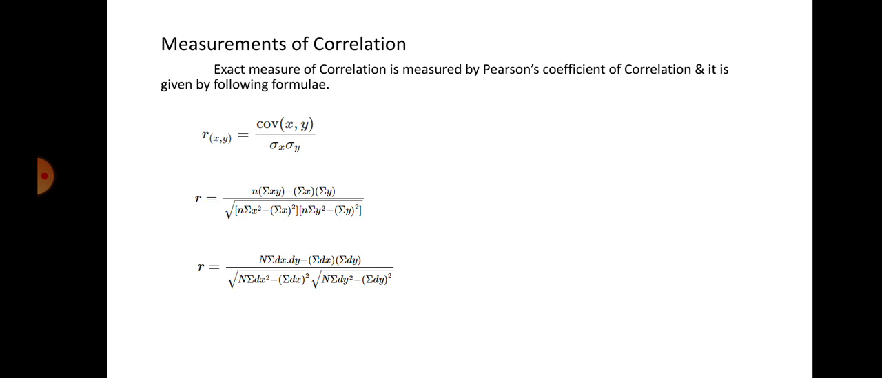In such cases, we use r equals n sigma xy minus sigma x into sigma y, divided by the square root of n sigma x square minus sigma x whole square, into n sigma y square minus sigma y whole square, where r is the coefficient of correlation. x1, x2, xn are the given n values, and similarly y1, y2, yn are the values of the y series.